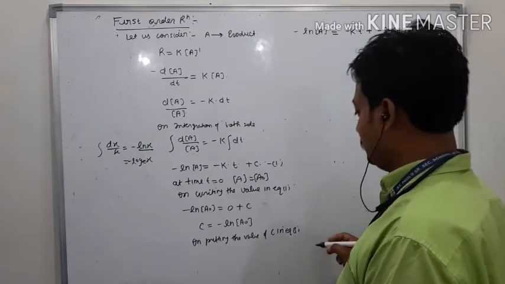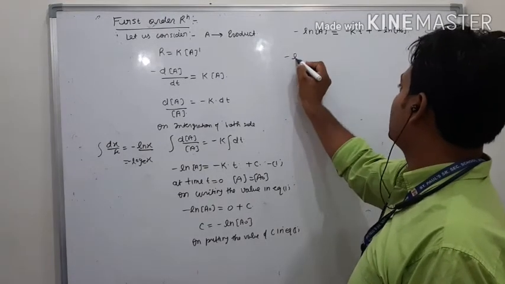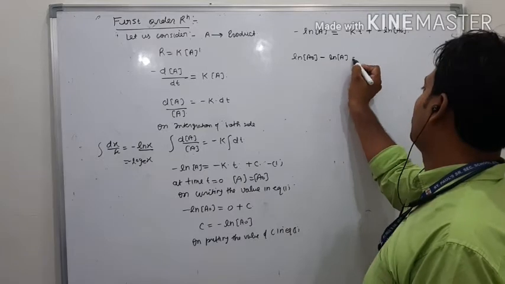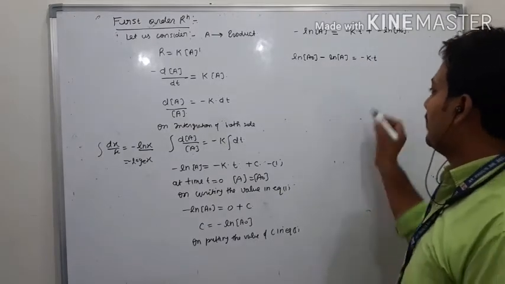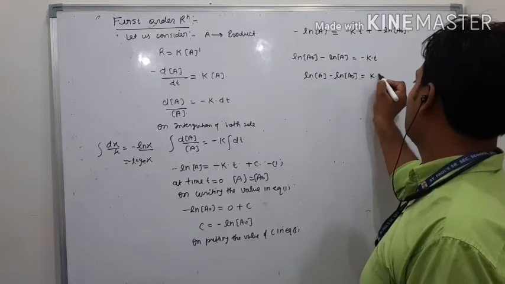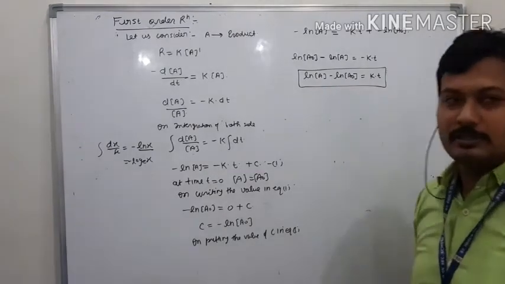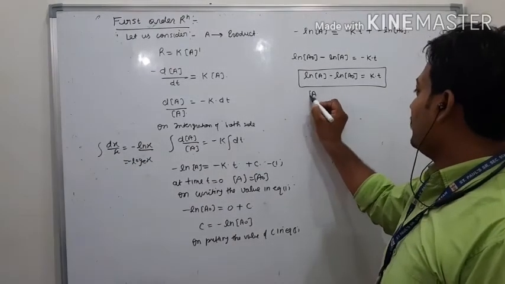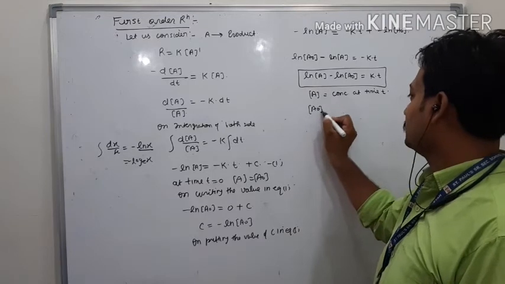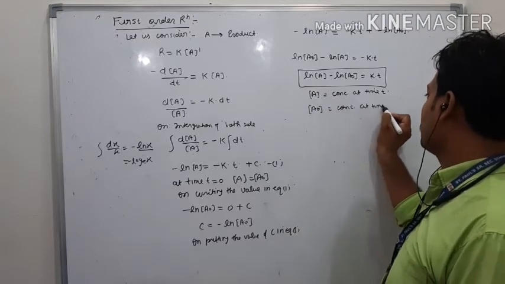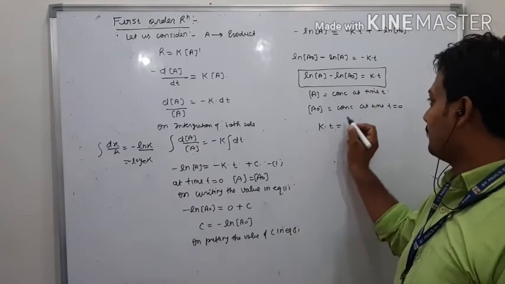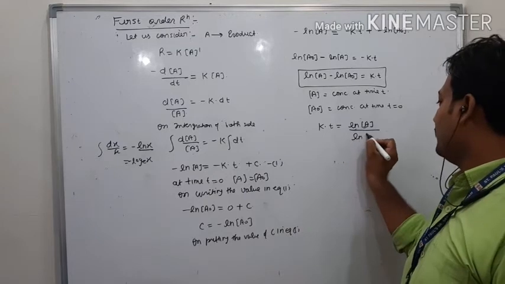As you know very well, ln A naught minus ln A is equal to k into t. On taking the minus common, ln A naught minus ln A is equal to kt. This is the first equation. So students must remember that here A is the concentration at time t, while A naught is the concentration at time t is equal to 0. Okay, so k into t is equal to ln A naught upon A.